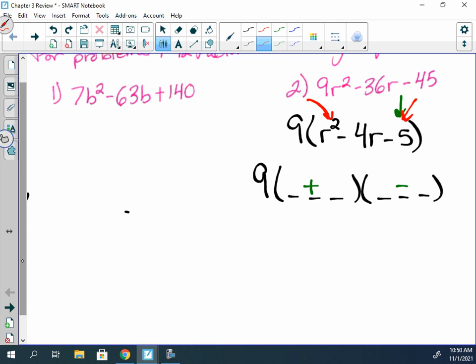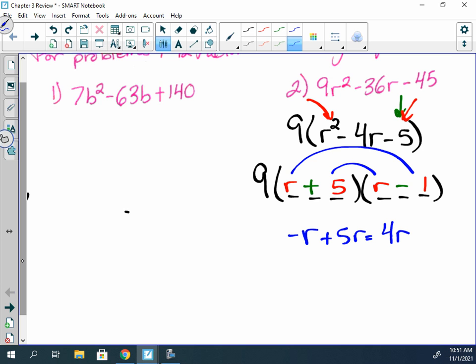Now that brings us to the next part, the factors of the first and third term. The factors of r squared are r and r. And the factors of 5 are 5 and 1. Now we can just plug them in because the last part is to check. R times negative 1 is negative r. 5 times r is plus 5r, which gives us positive 4r. Is this the middle term we're looking for? Well, no, we want it to be negative.